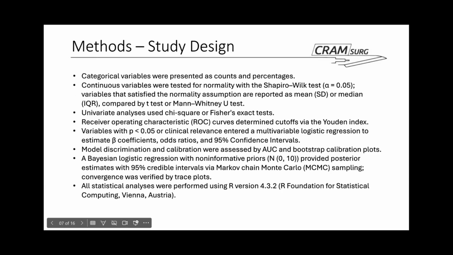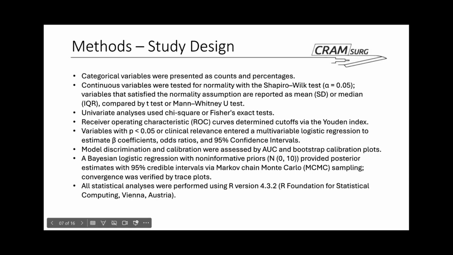Categorical variables were presented as counts and percentages, and continuous variables were tested for normality with the Shapiro-Wilk test. Variables that satisfied the normality assumptions are reported as mean or median with IQR, compared by t-test or Mann-Whitney test. Univariate analysis used chi-square or Fisher's exact tests. Receiver operating characteristic, that is ROC, curves determined the cutoffs via the Youden index.